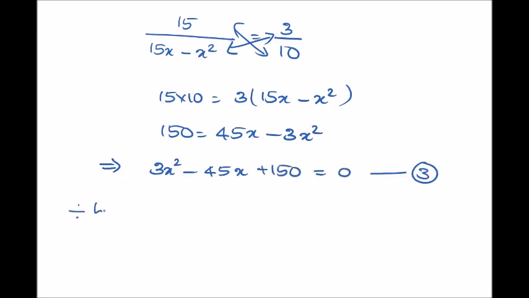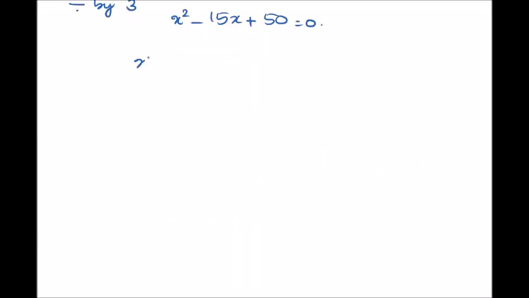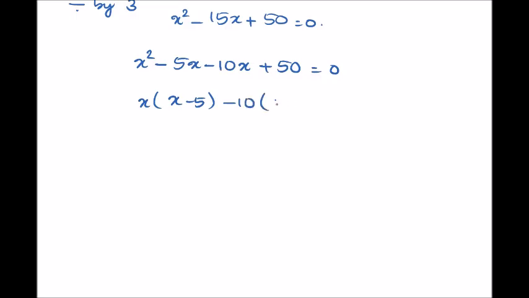Divide this equation by 3. We will get x square minus 15x plus 50 is equal to 0. Now factorizing this equation, we can write x square minus 5x minus 10x plus 50 is equal to 0. Here we can take x as common, then x minus 5. Here we can take minus 10 as common, then again x minus 5 is equal to 0.